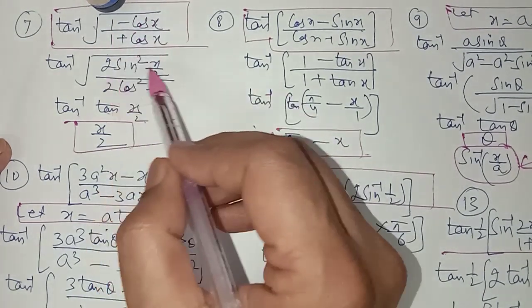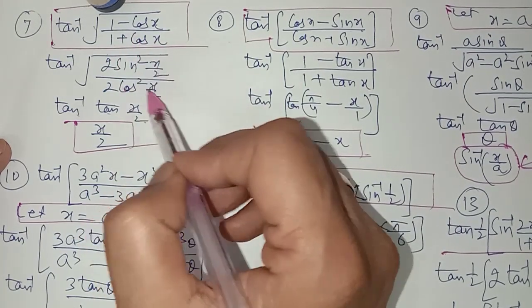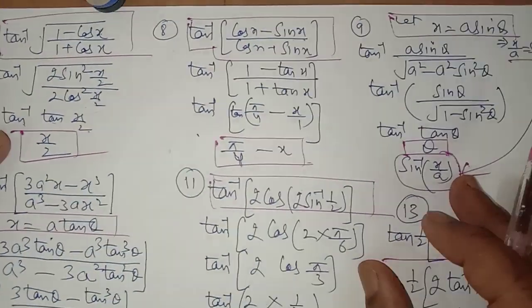1 minus cos x is equal to 2 sine square x by 2, and 1 plus cos x is equal to 2 cos square x by 2, with the trigonometric identity.